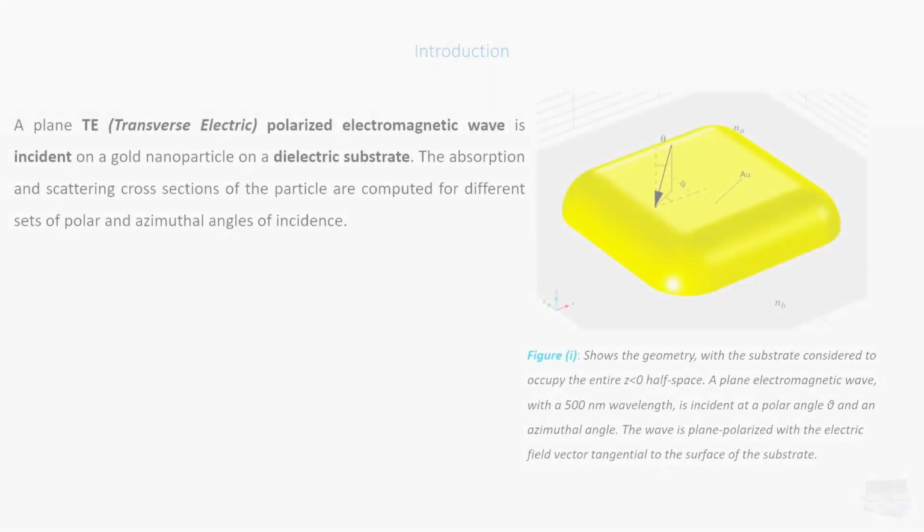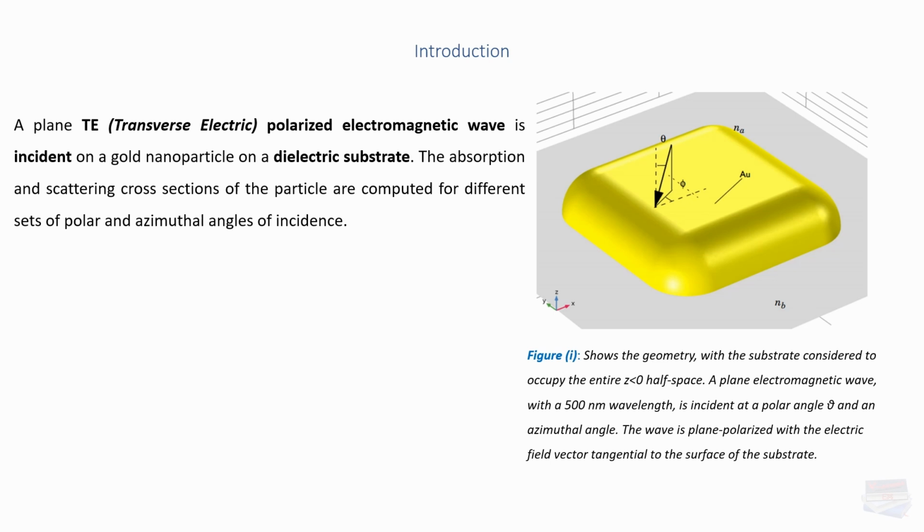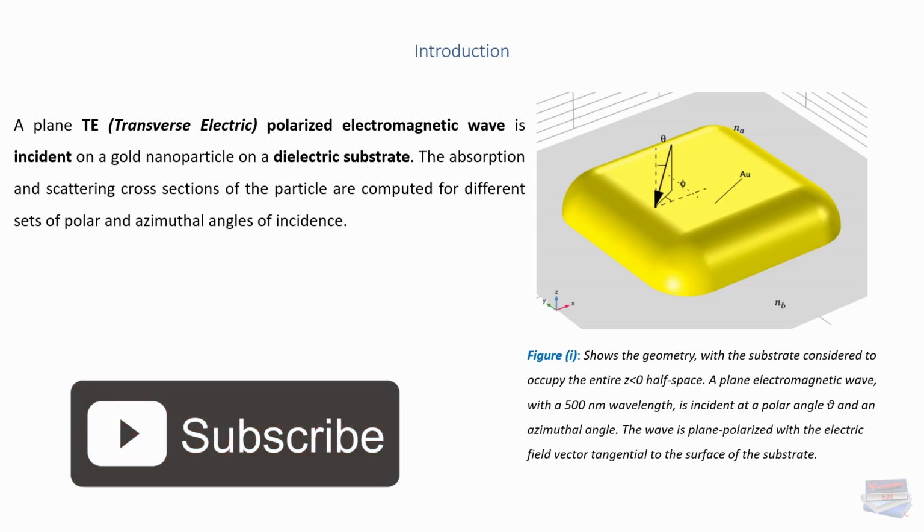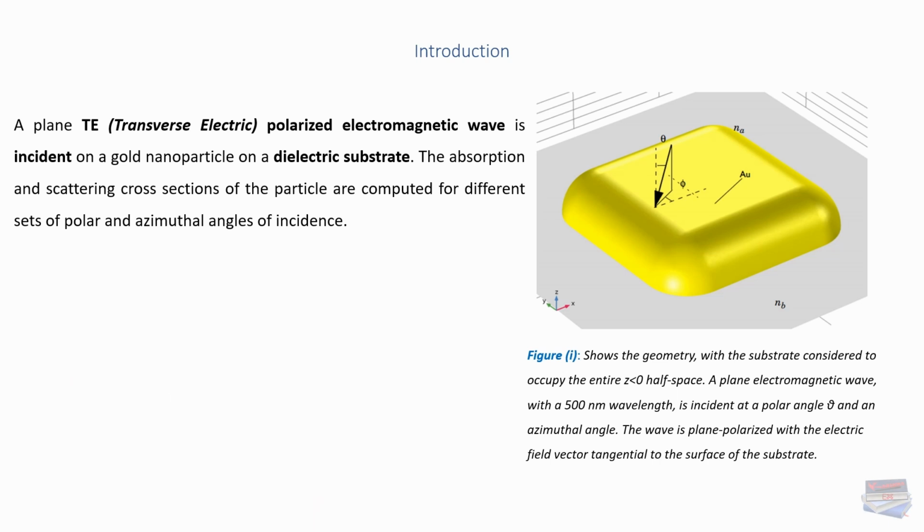Welcome again to another COMSOL example tutorial. Here we have a plane electromagnetic wave with a 500 nanometer wavelength. This is incident at a polar and azimuthal angle, and the wave is plane polarized with the electric field vector that stands perpendicular to the surface of our gold substrate.